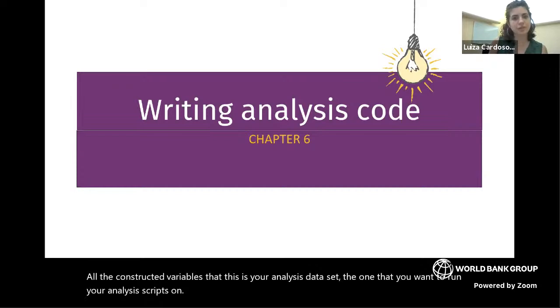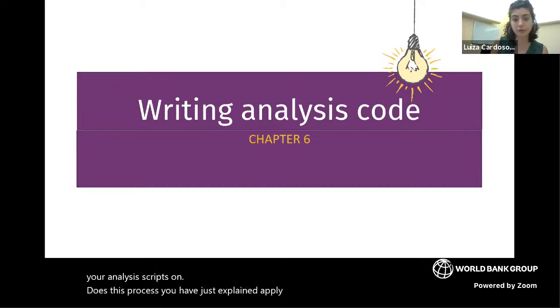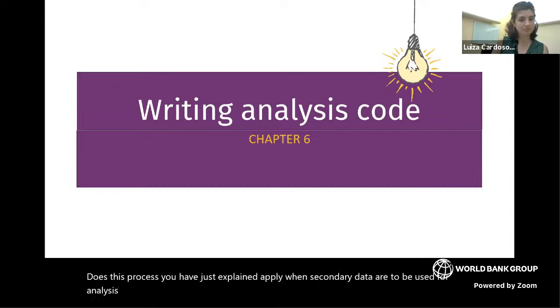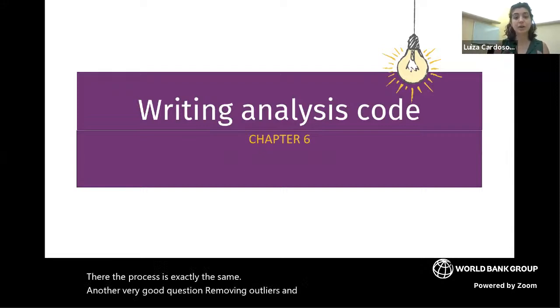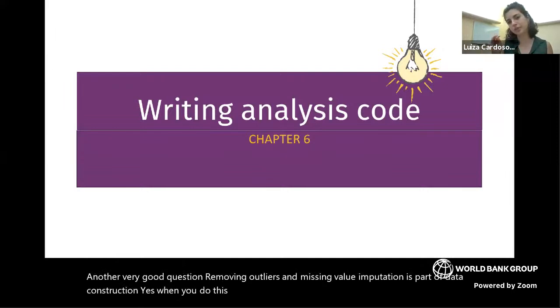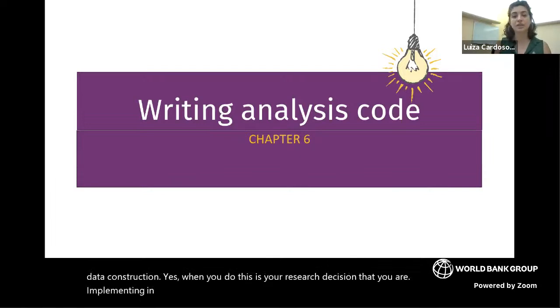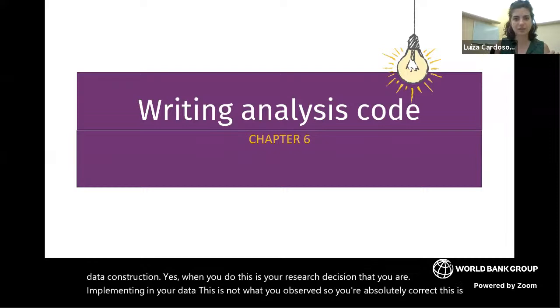Does this process you have just explained apply when secondary data are to be used for analysis? Absolutely. The process is exactly the same. Another very good question, removing outliers and missing value imputation is part of data construction. Yes, when you do this, this is your research decision that you are implementing in your data. This is not what you observed. So you're absolutely correct. This is a construction task.